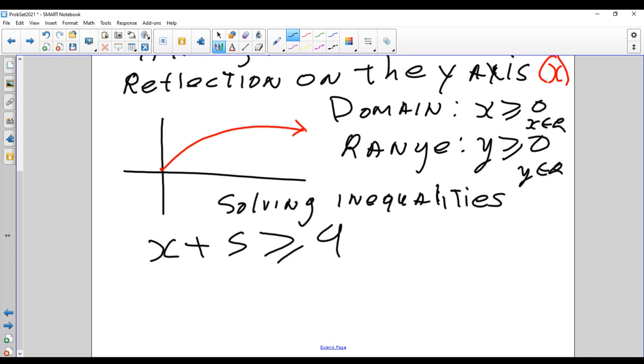So if x plus 5 is greater than or equal to 9, that means that x is greater than or equal to 4. Done. I just solved the inequality, just like I'd solve a regular equation, like you did in grade 9. I just take 5 from the two sides.